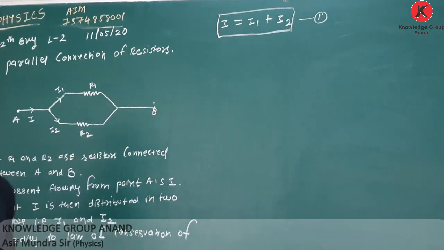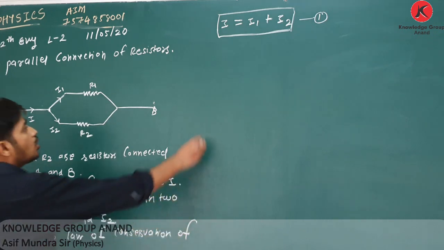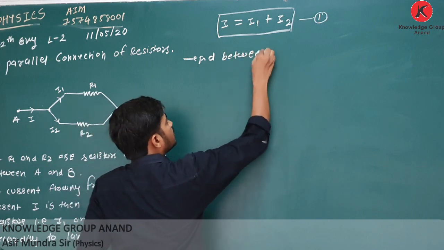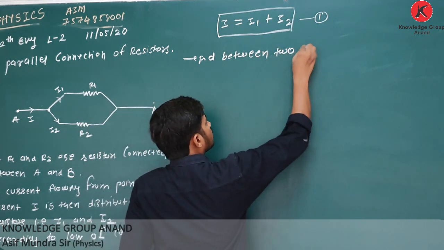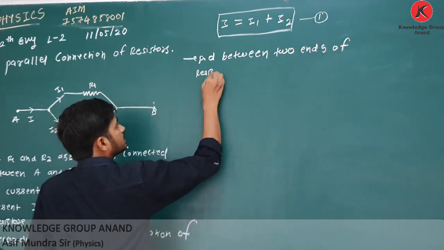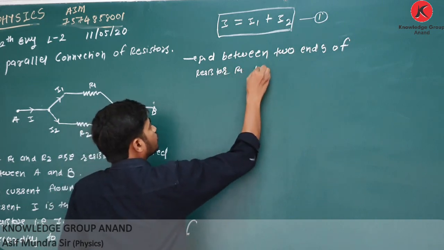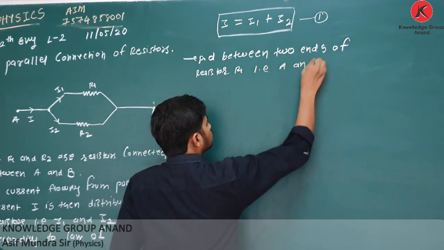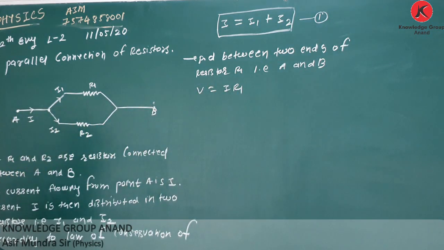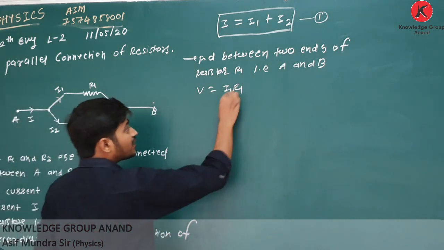They are connected between two common points A and B. Clear about this? So whenever two resistors are connected between two common points, consider the potential difference between the two ends of resistor R1. Which two points? A and B. V is equal to I1 R1.